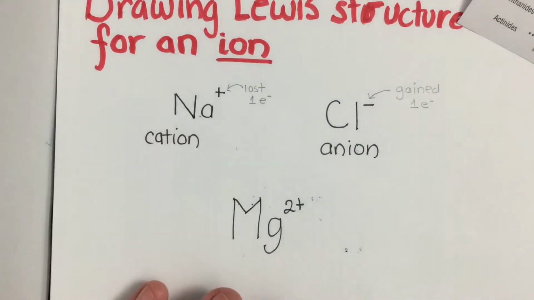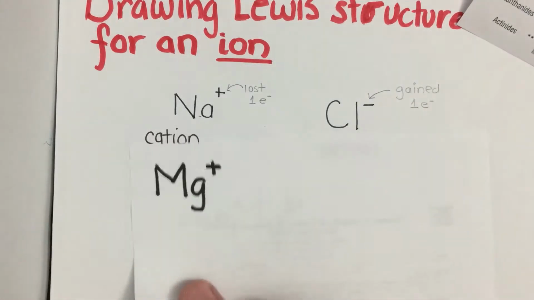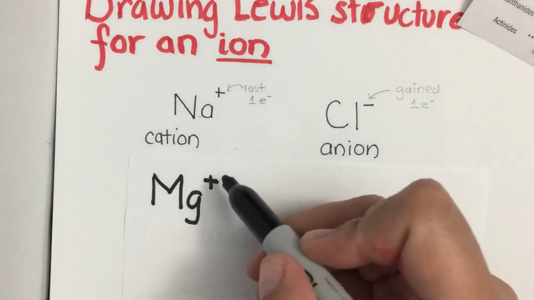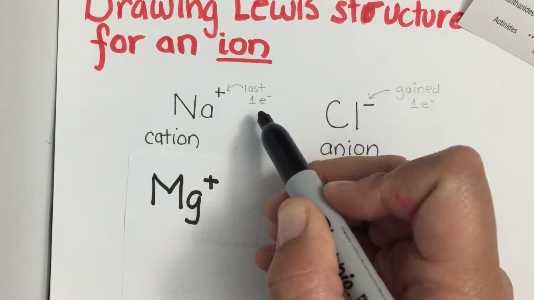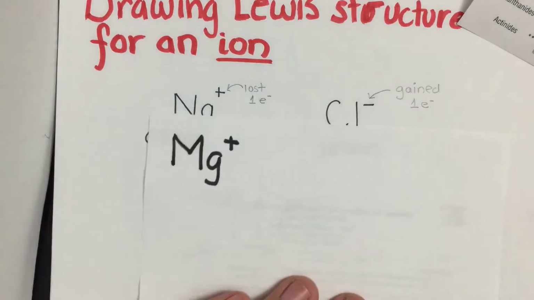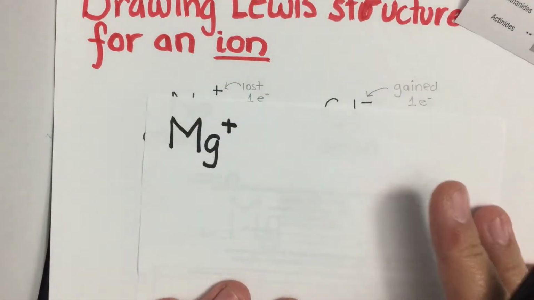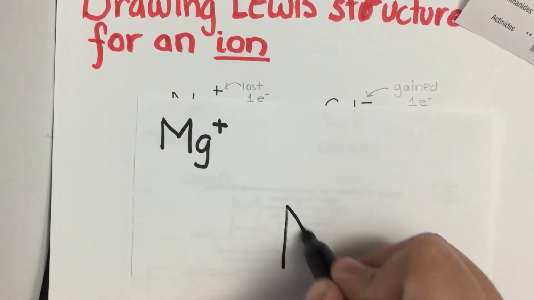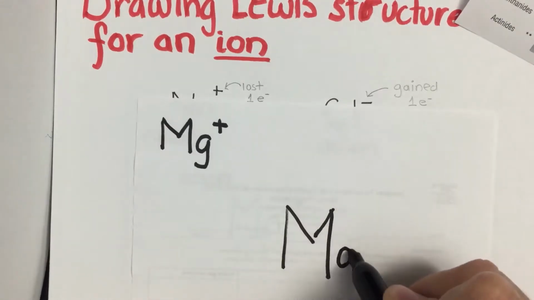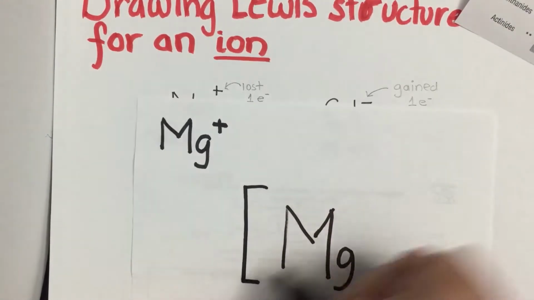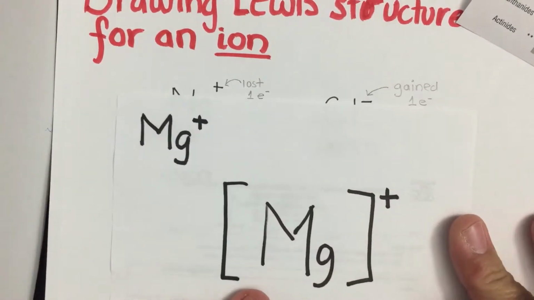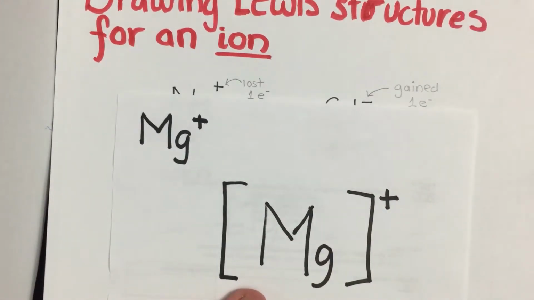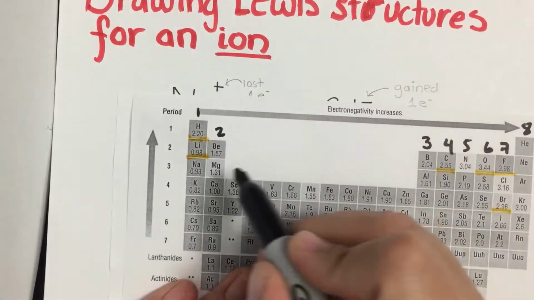Next example, we have magnesium with a positive charge, which means it lost an electron. So it's more positive. So we have magnesium. We draw the braces and indicate that it has lost 1 electron. So where is magnesium? Magnesium is in group 2.